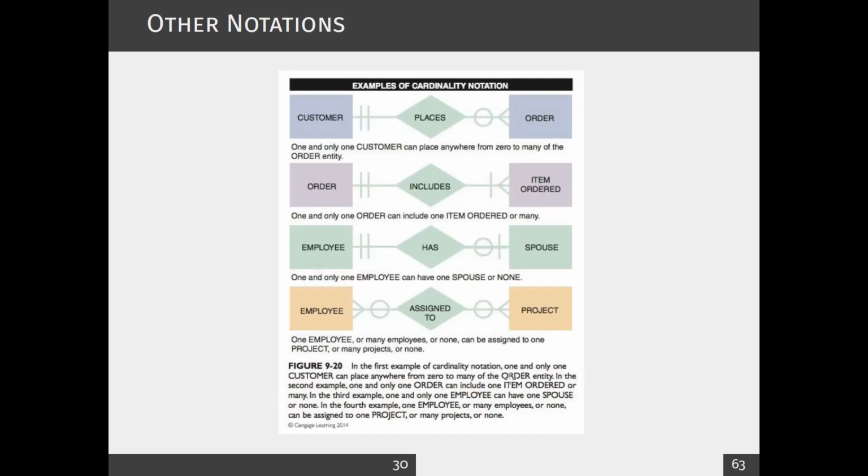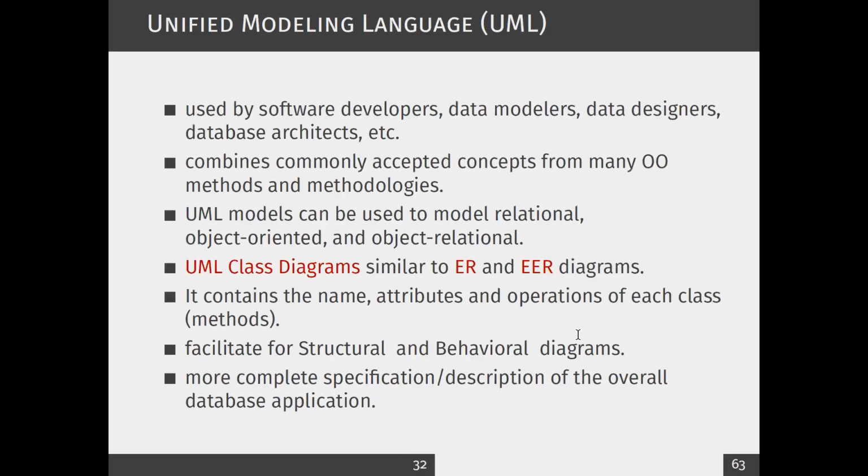So you can see some relations. Customer places order. Order includes item record. Employee has spouse. Employee assisted to project. So these are some instances which can be used.